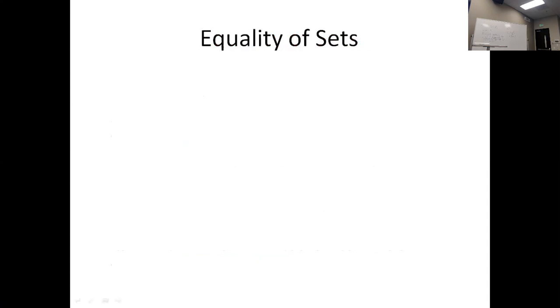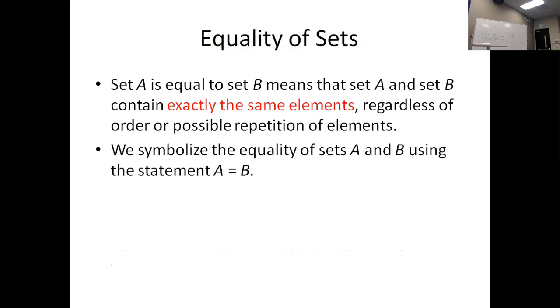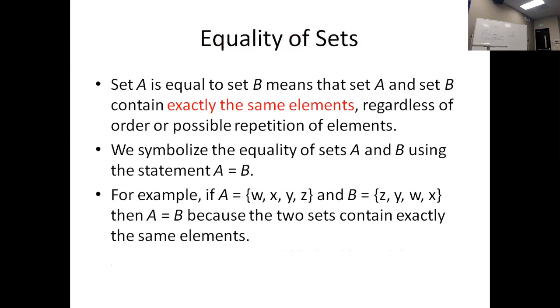Now, equality of sets. Set A is equal to set B. That means that both of them have exactly the same elements regardless of their order or even possible repetition of the elements. We write set A equal to set B when we want to write it mathematically. For example, look at the PowerPoint. Set A has W, X, Y, Z, set B has Z, Y, W, X. They are equal because they contain the same elements, even though the order of representation is different.